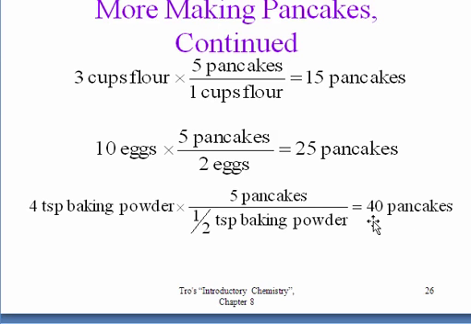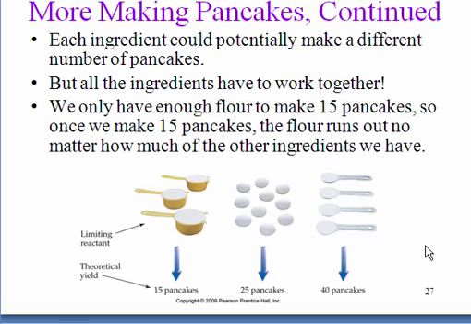Now, once we have the amounts that we can make, we can see how many pancakes we can actually make. So the amount of pancakes we can make is not the largest number here, but instead it's the smallest number, because after we make 15 pancakes, our flour runs out. And even though I have enough eggs and baking powder to make more, once we're out of flour, we cannot make any more pancakes. The same happens in chemical reactions. We have finite or limited amounts of each reactant, but whichever one runs out first determines how much product we're going to get.